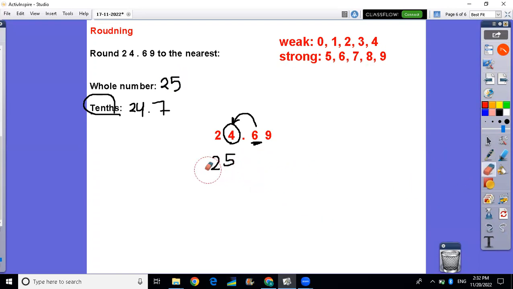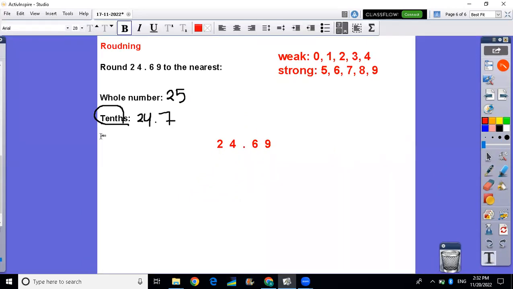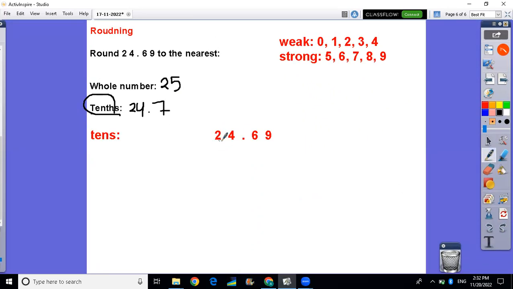Okay, Mr. Ahmed, can we learn also how to round to the nearest tens? Let's do it. For example, if they want me to round to the nearest tens. It's the same. Where are the tens? Here it is. Circle the tens, underline the digit after. Is it strong or weak? It's weak. So the 2 stays the same. It will not change. Everything before it stays the same. Nothing else is before it. Everything after it turns into 0. So the 4 turns into 0. 6 turns into 0. 9 turns into 0. So the answer is 20.00.